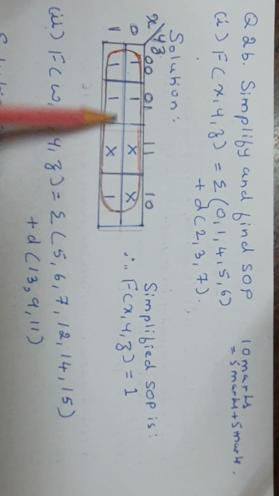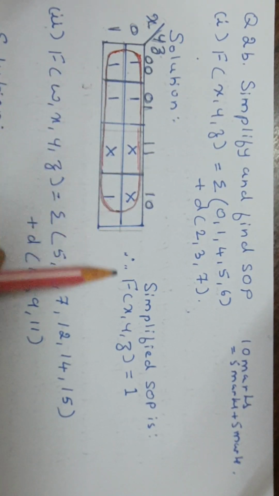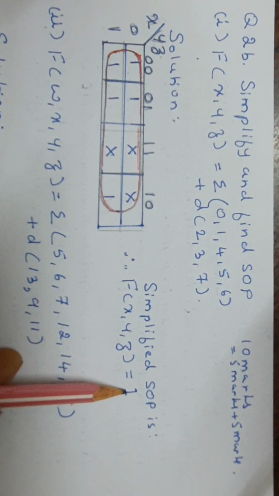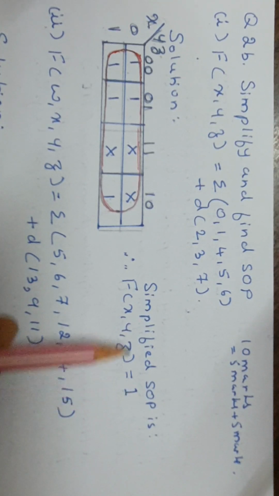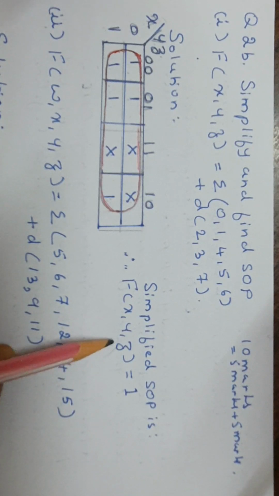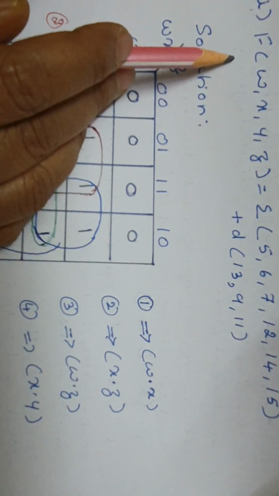So what all 8 ones means 1 is common. So the final expression is f of x, y, z equal to 1. That is the SOP for the given problem. Okay, this is the simplified expression. Next we shall consider the second one.